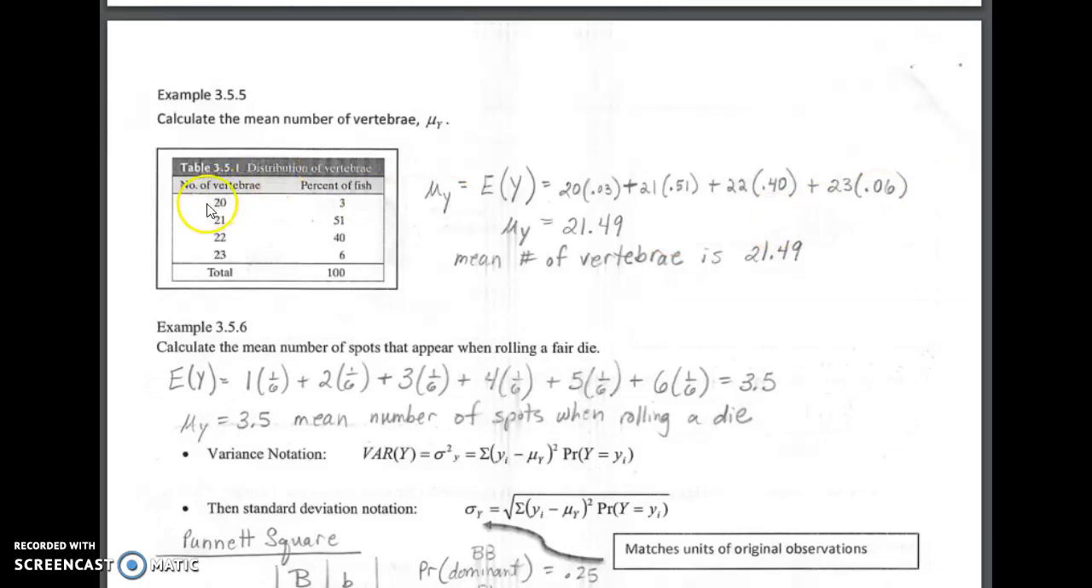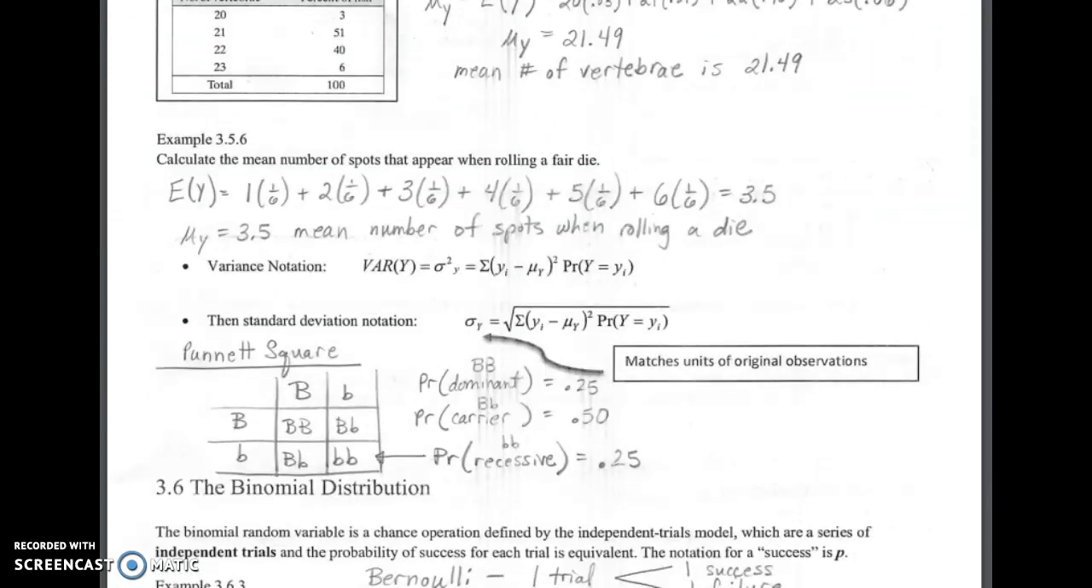So when we have a distribution, we can take the percentages, change them to decimals, and multiply them by the counts. So we call this capital E for expected value, and mu Y is the same as the expected value of Y. The expectation is also another form of the word mean. And we just multiply, again, it's like going through the probability tree diagram, the counts times the probability, plus each of the other counts times their probability. So it's the sum of the products. And so the mean number of expected vertebrae for these fish is 21.49.